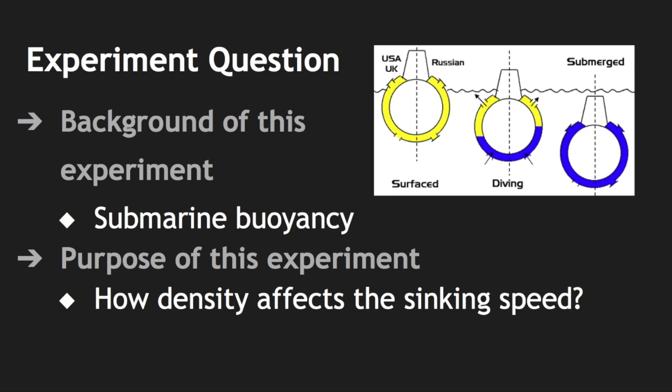The purpose of this experiment is to find out how different densities of an object affect its sinking speed. The background of this experiment is: how can a submarine sink and float? Which means, how does it change its density? After a little research, I found out that the submarine sinks by letting water into its tank and floats by letting water out. The picture is shown on the top right corner.